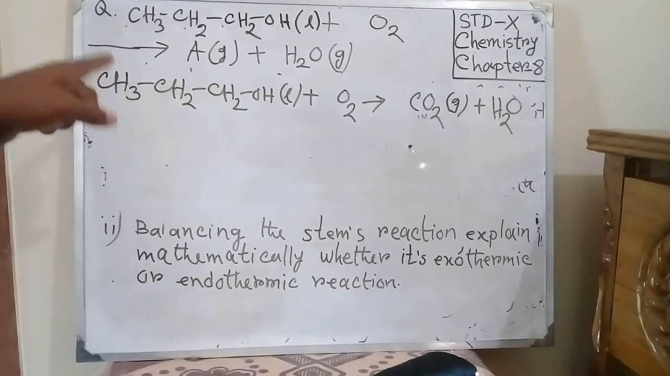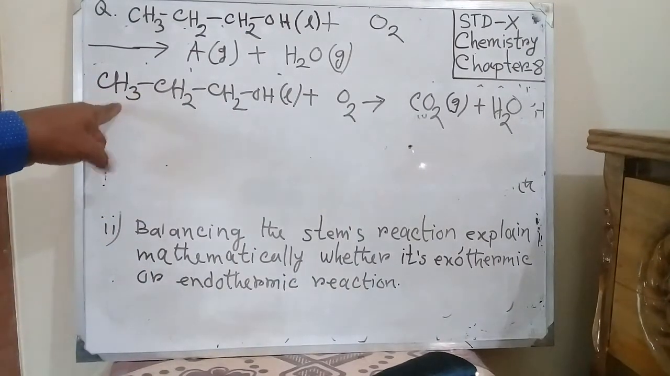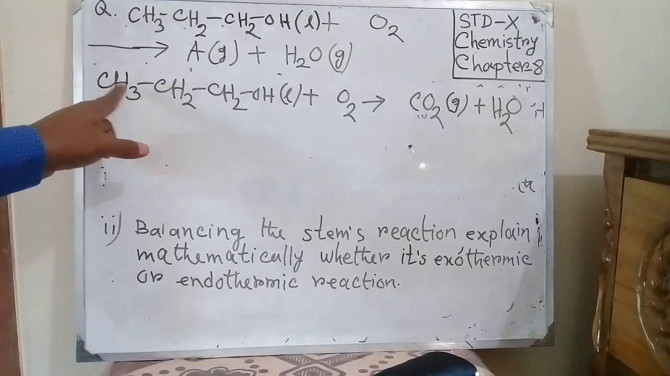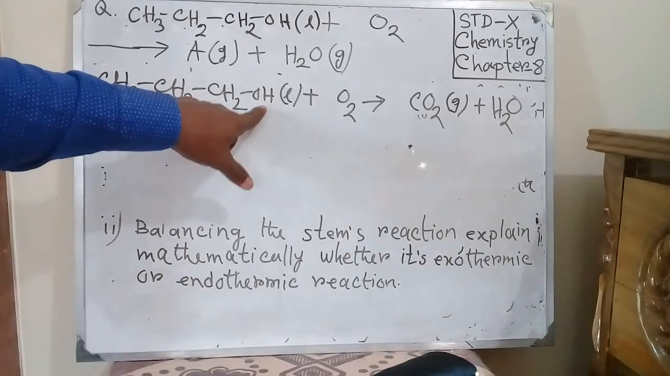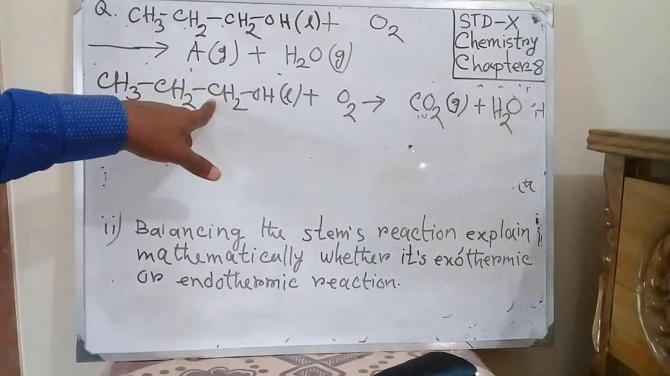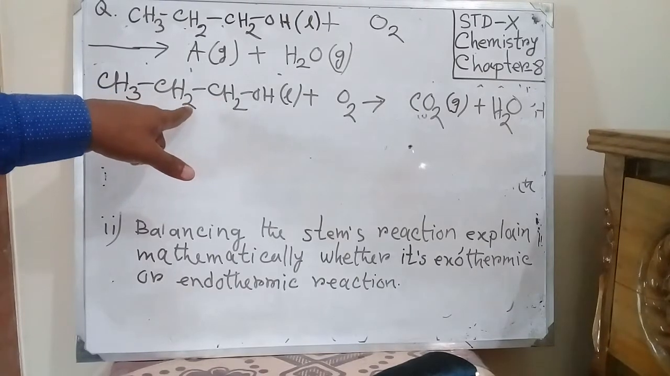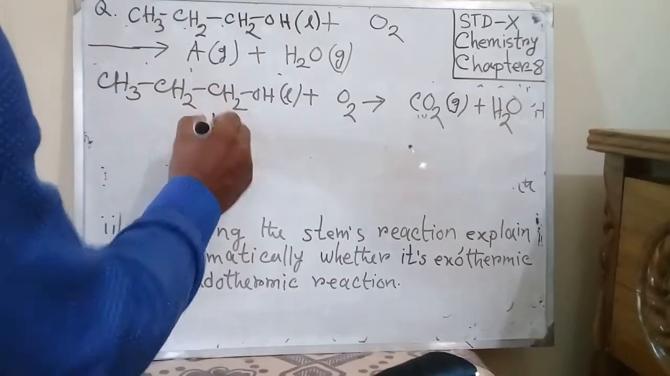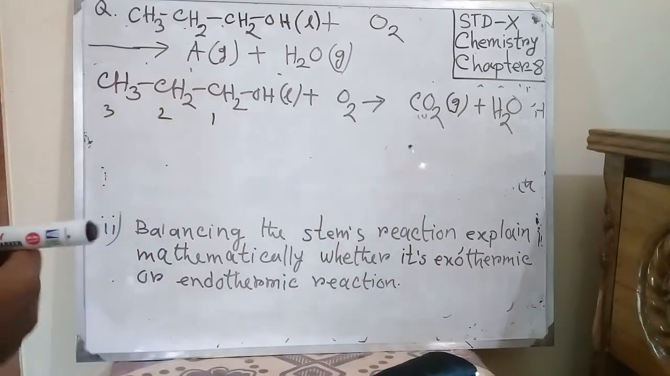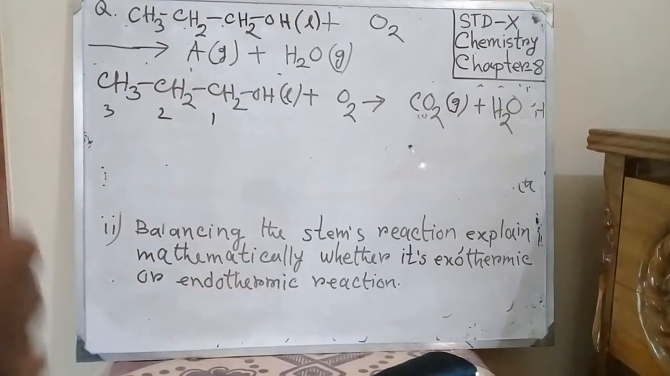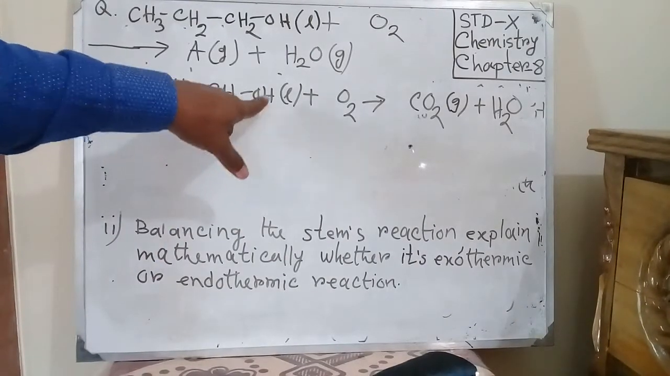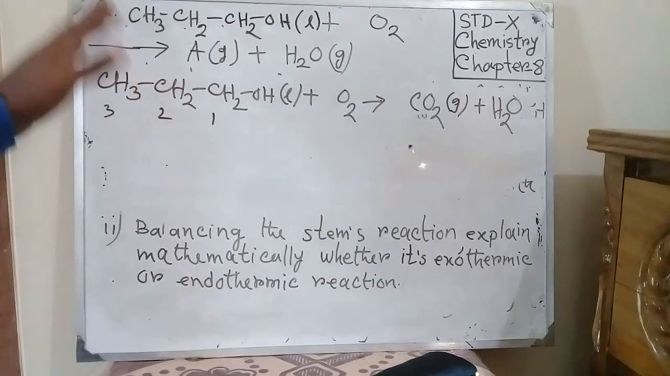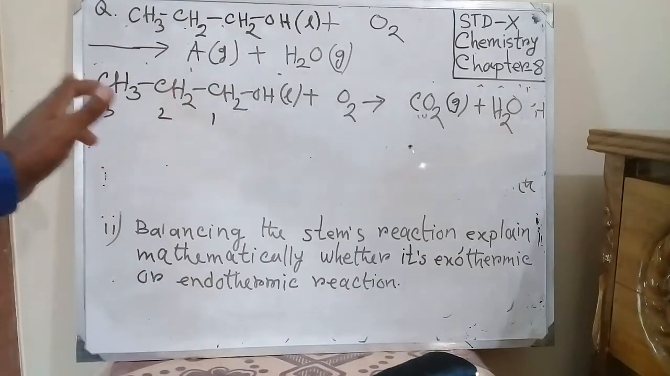For balancing the reaction, first we need to count how many carbons are at the left side. 1, 2, 3. And what's the name of this compound? There is an OH functional group at the first carbon. So the name of the compound is propanol-1. Look, first one carbon, second and third. 3 carbons. If it were an alkane, then it would be propane. But there is an OH group, a functional group. This is the alcohol group. So this is one type of alcohol and this is propanol-1.